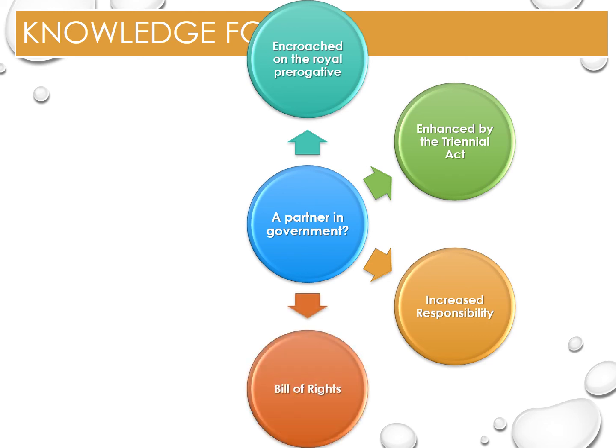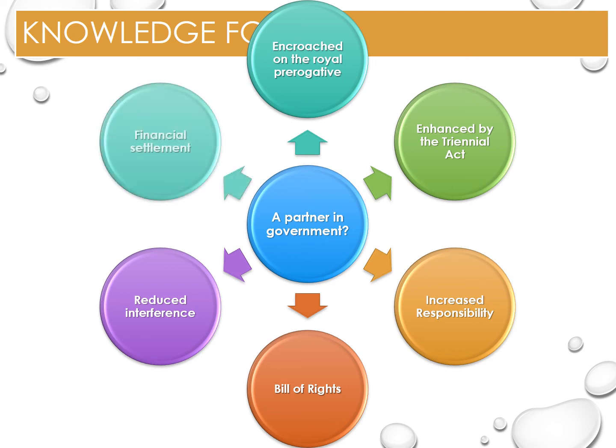Fourthly, the Bill of Rights gave guarantees that the abuses of power by James II were not possible anymore. Fifthly, the monarchy was not allowed to interfere with elections, and judges could not question the proceedings of Parliament. Parliamentary privilege was present. And finally, the financial settlement, which will be looked at next time, meant the monarchy was dependent on Parliament for funds via the Civil List Act of 1697.